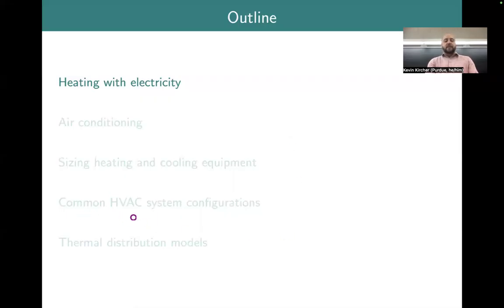So in particular, some of the HVAC stuff that we talk about in this fourth section will be more oriented toward commercial buildings and industrial buildings, whereas other parts of it will be more kind of residential.